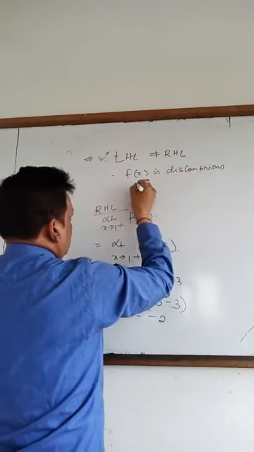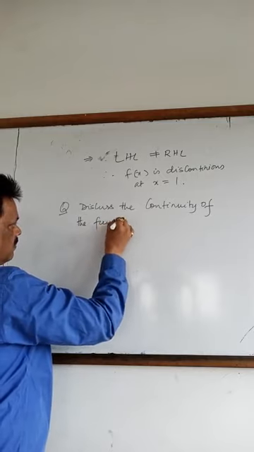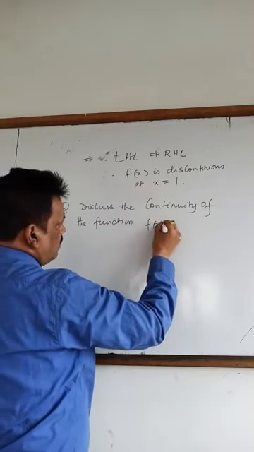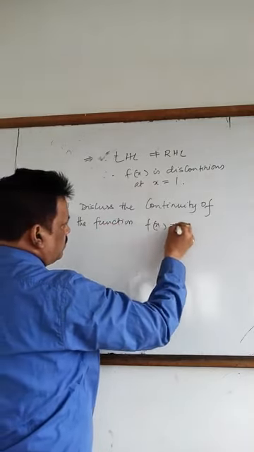Okay, let's take another question. Discuss the continuity of the function f(x) equals minus 1 when x is greater than 2, x plus 3 when x is less than or equal to 2, at x equals to 2.